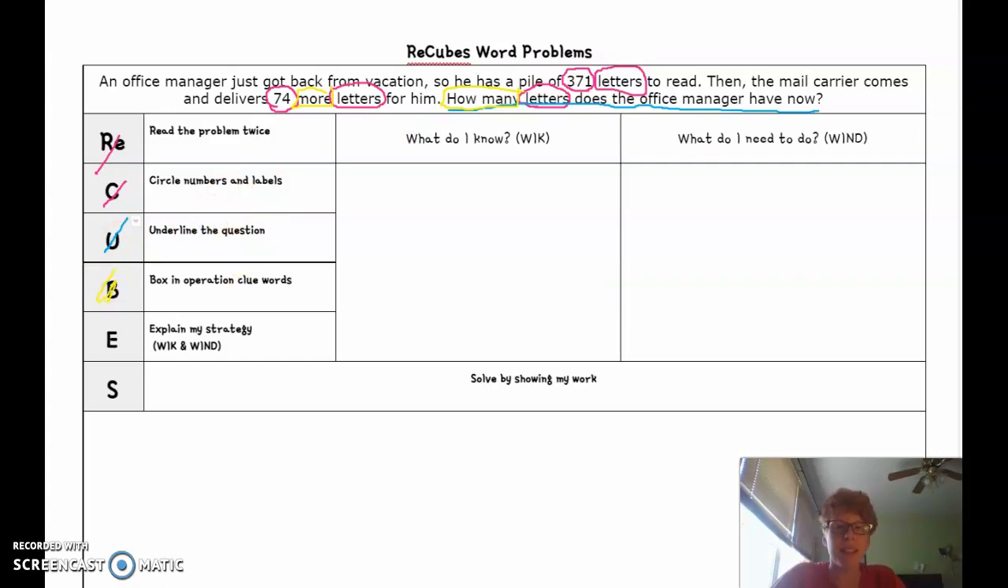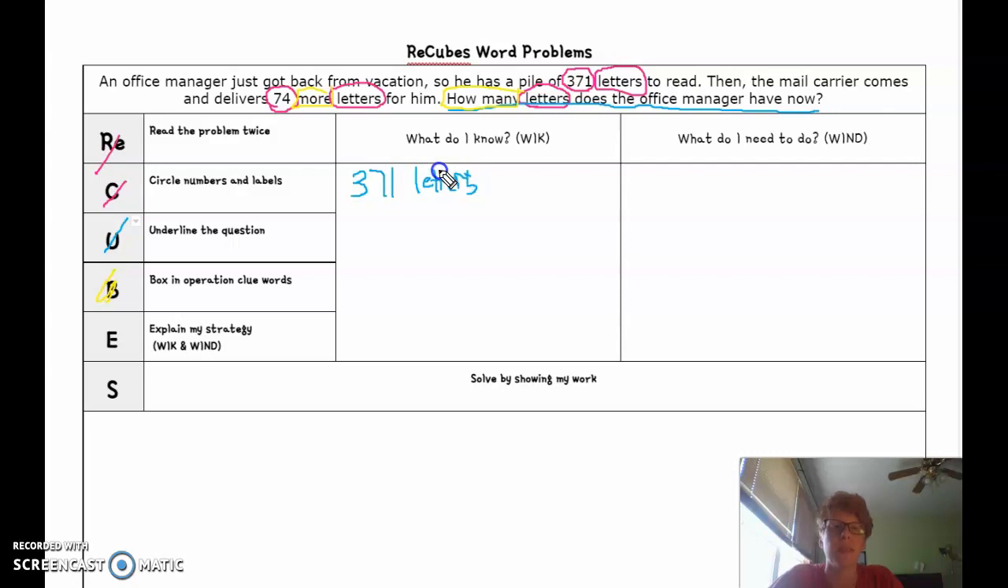Now this next step is my favorite step in the RE-CUBES strategy. We're going to explain our strategy. I call this WIK and WID. WIK, W-I-K: what do I know? And WID: what do I need to do? Well, what do we know about this word problem? We know that the office manager just got back from vacation, but do we need to write that down? No, that is unnecessary information. But we do know that he has 371 letters. I want you to write that down as I write it down too. 371 letters. And if you need to pause the video, that's fine.